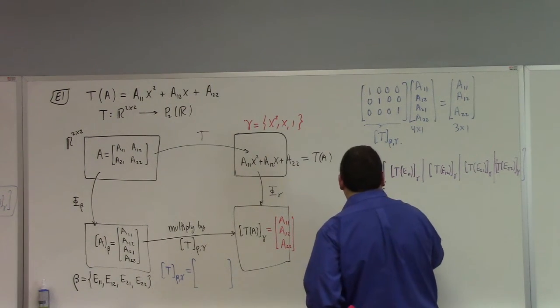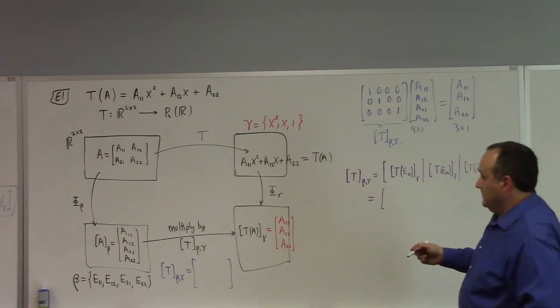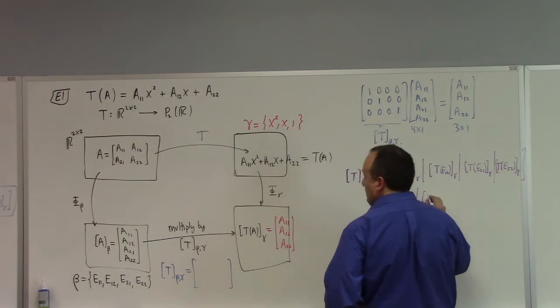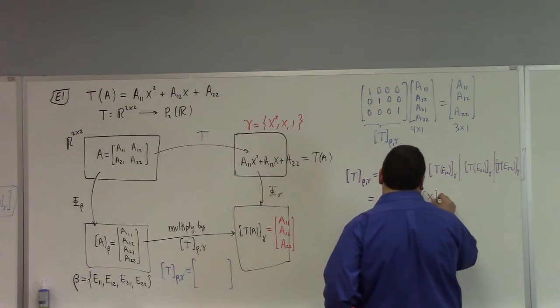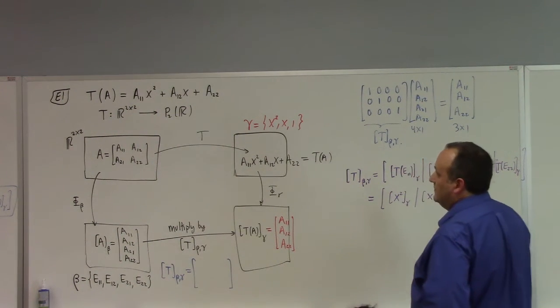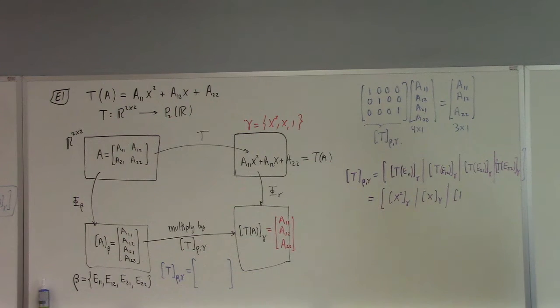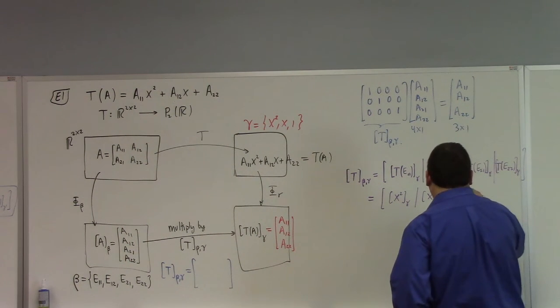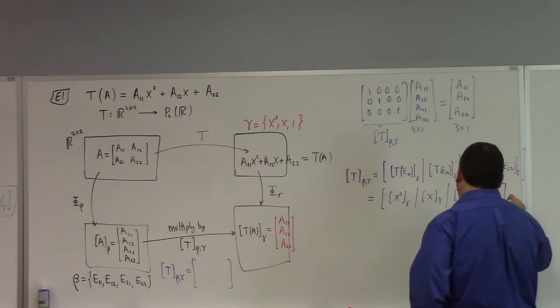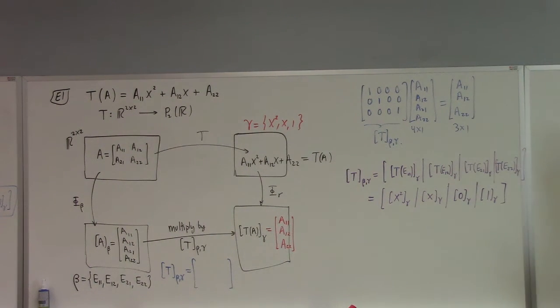That would have worked out to T of E11 is x squared. So the coordinate vector of x squared, the coordinate vector of x, as it happens for this example, the coordinate vector of 1. What is E21? What does that map to? 0. That maps to 0. That's right. So that's the 0, and this would have mapped to 1. Then by definition of the gamma coordinate map, that gives us that matrix.